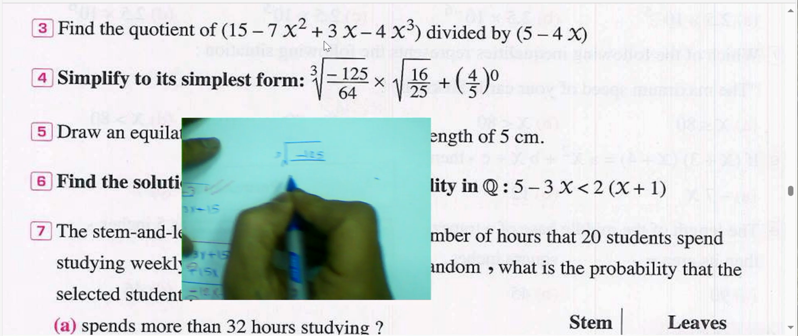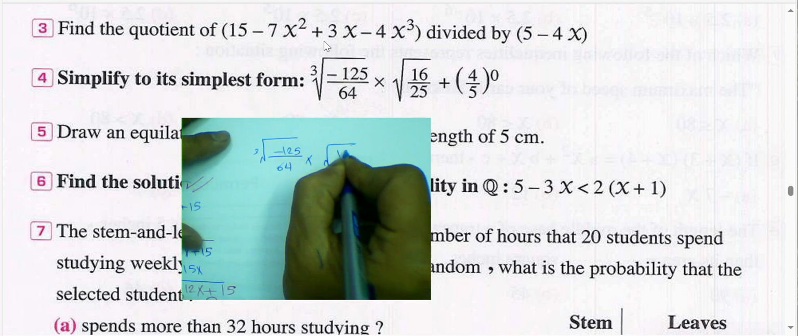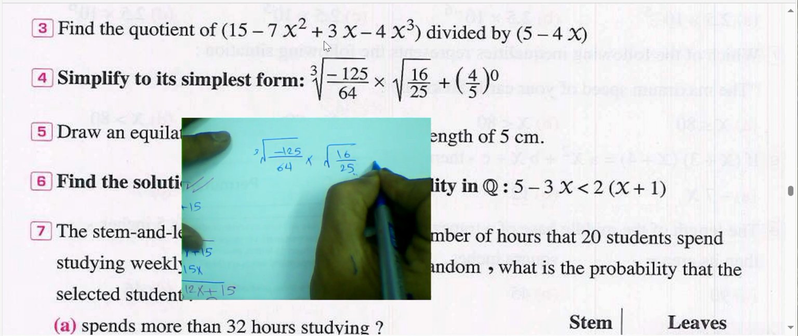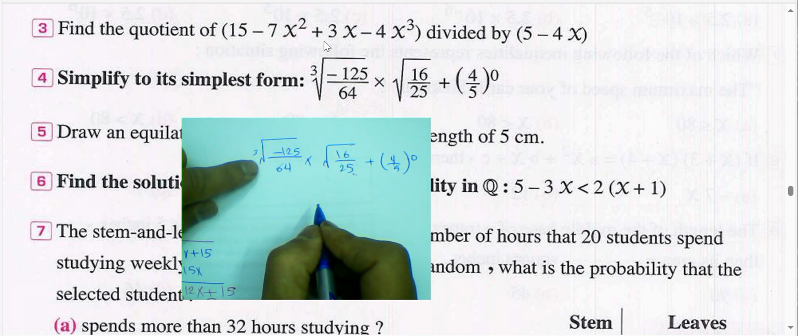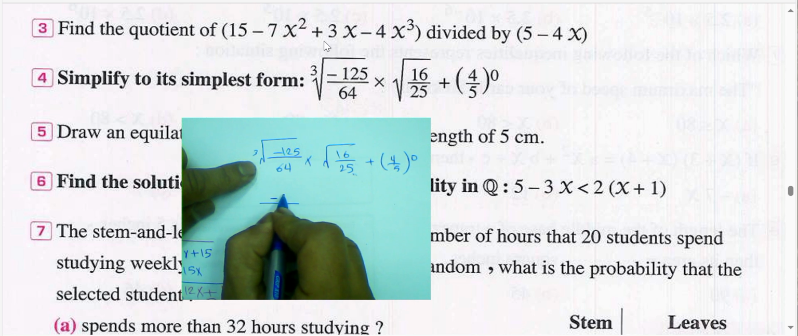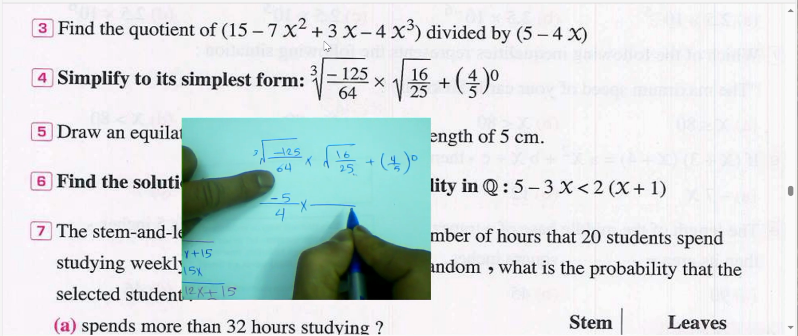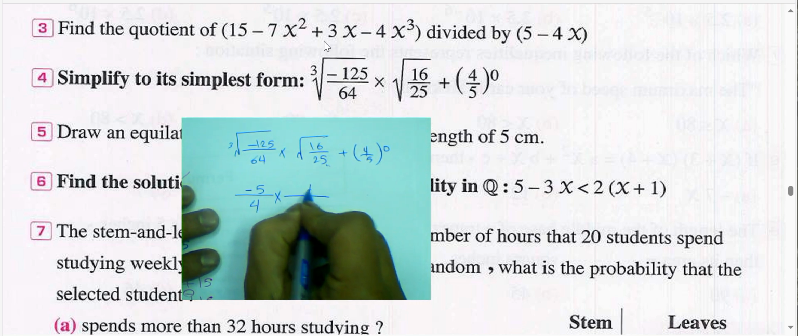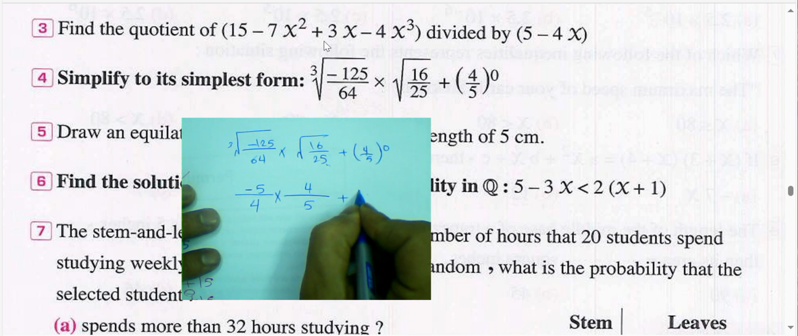cubic root of negative 125 over 64 multiplied by square root of 16 over 25, plus (4 over 5) to the power 0. Cubic root of negative 125 will be negative 5. Cubic root of 64 will be 4. Square root of 16 will be 4. Square root of 25 will be 5. 4 over 5 to the power 0 will be 1.